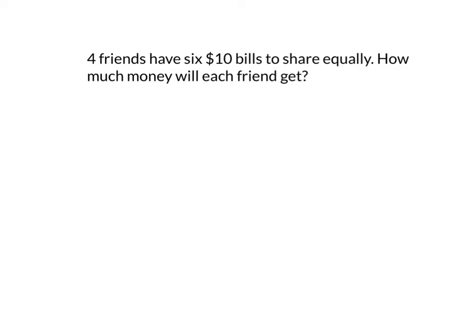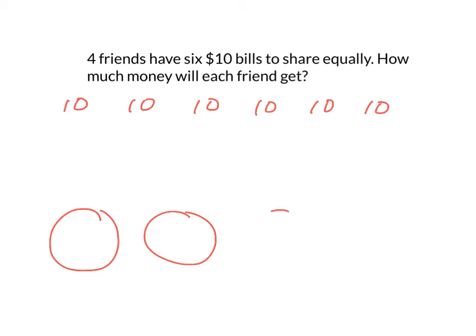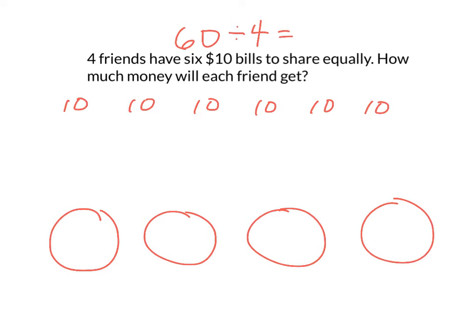So here we go. All right, so I'm going to go ahead and draw 6 tens. 1, 2, 3, 4, 5, 6. Those are my $10 bills. And then down here, I'm going to have my 4 friends. So I can already go ahead and distribute because I'm doing division here. My division problem is 60 divided by 4. And I'm trying to figure out that problem.